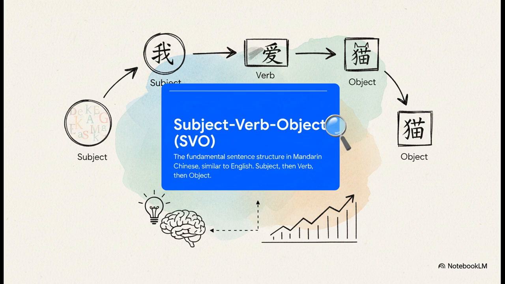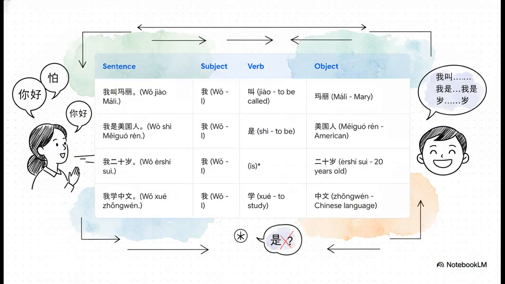You've got the subject, the who or what doing the action, then the verb, the action itself, and finally the object, which receives the action. It's a really logical flow. This table just breaks it down perfectly. You can see that consistent SVO pattern. Look at the first 2. Subject, 我, verb, 叫, object, 玛丽. Subject 我, verb 是, object 美国人.